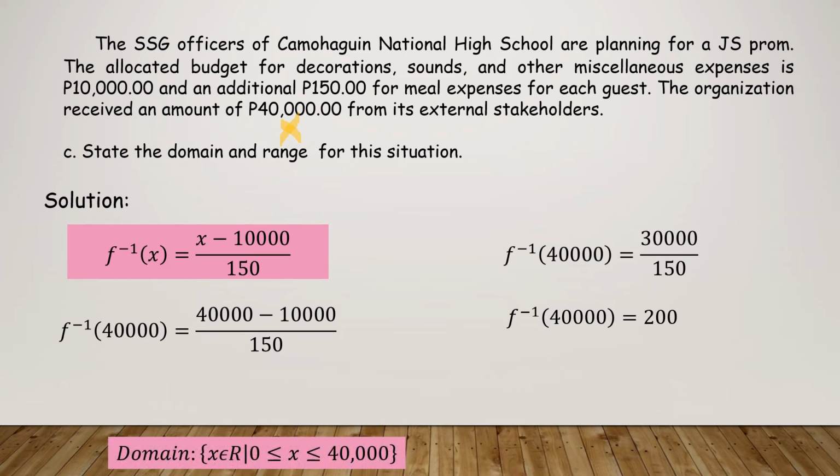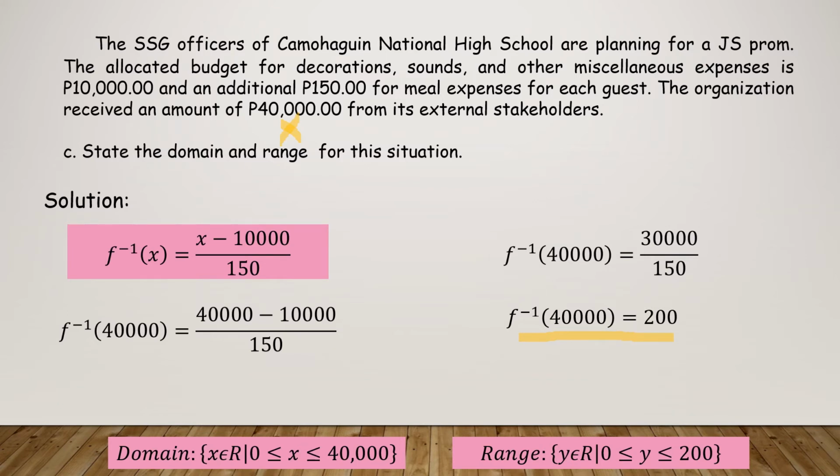So our domain is x is an element of real where x is greater than or equal to 0, but less than or equal to 40,000. And our range, yung nakuha nating answer, is y is an element of real where y is greater than or equal to 0, but less than or equal to 200. So, bawal na lumagpas sa 200 guests since lalagpas din ang budget nila sa 40,000 pesos.